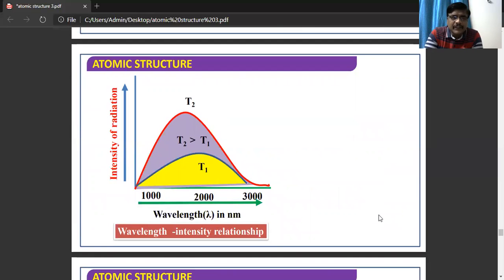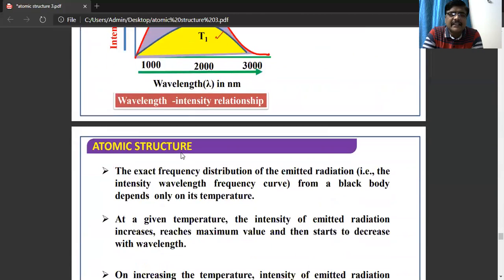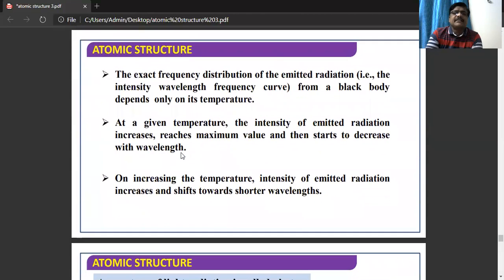See here, this is the graph between the intensity of radiation and wavelength. This is the curve at T1, which is the lower temperature, and this is T2. From left to right, the wavelength is increasing. The intensity of radiation is higher at the higher temperature, so we write T2 is greater than T1. As the temperature increases, the intensity of radiation also increases.